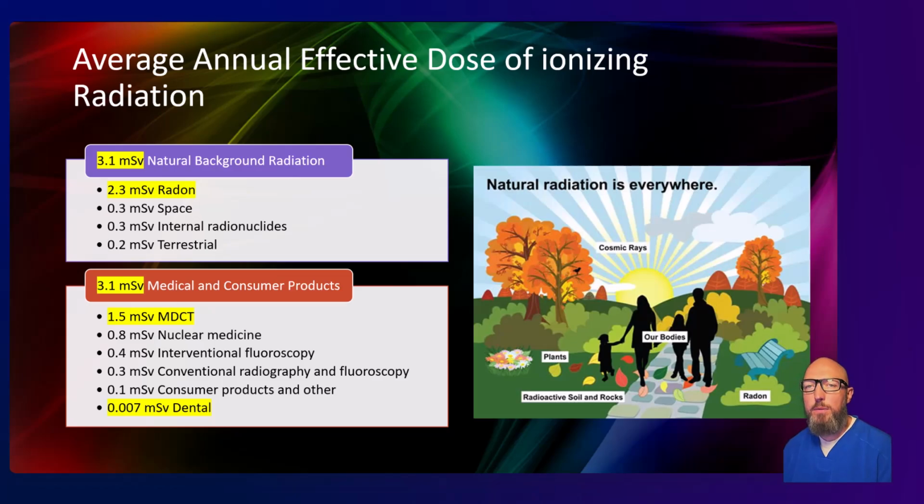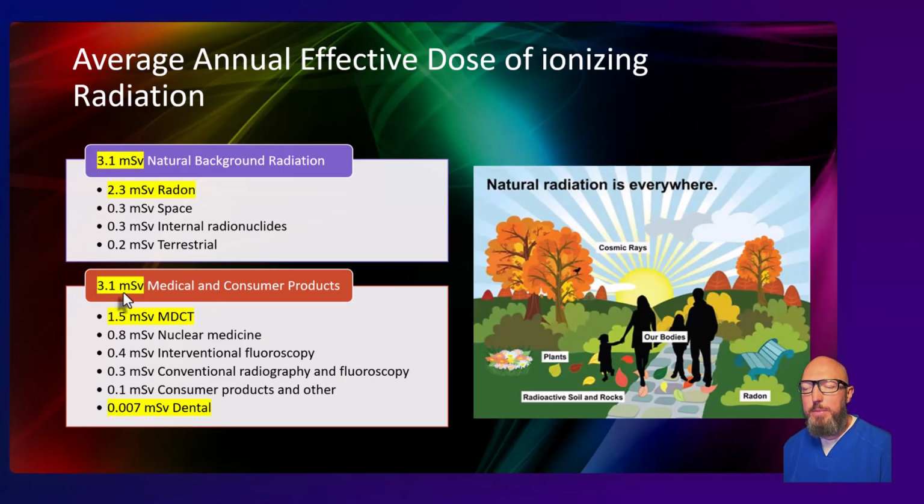And then again, just for comparison, we're all exposed to these low doses of radiation constantly just by living on the planet Earth. So in the US, the average yearly annual dose is about 3,000 microsieverts or 3.1 millisieverts. A lot of that comes from radon, but we have radiation from space, radiation from within our own bodies, and then terrestrial from the ground and rocks around us. And that all adds up to about 3.1 millisieverts per year.